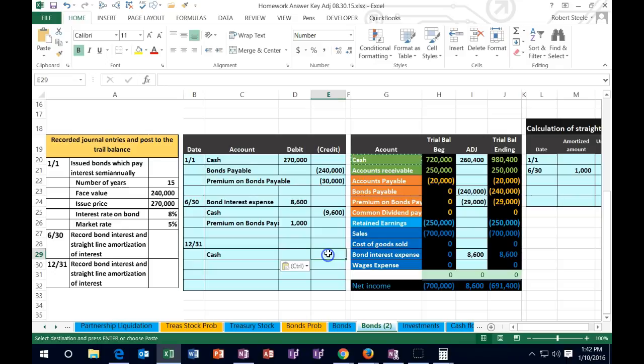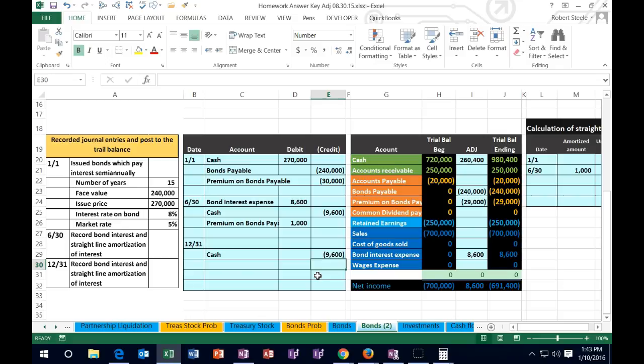I'm going to do that same calculation over here in E29. I'm going to start with a negative to make it a negative number. We're going to have the 240,000 face amount times 0.08 interest. This time I'm just going to divide it by 2 for half a year because it's 6/12 of a year, 1/2 of a year divided by 2. All right, so there is that.